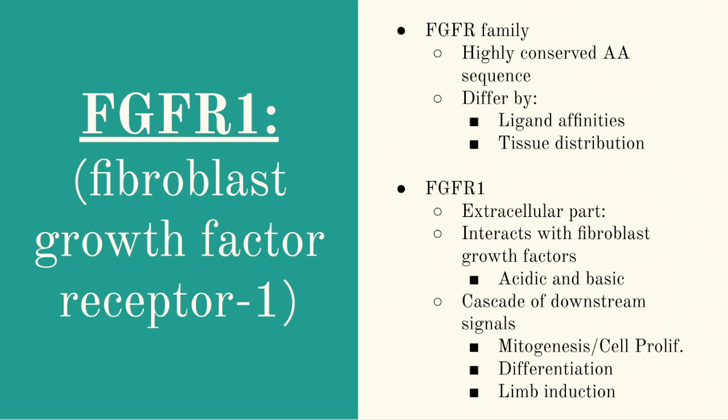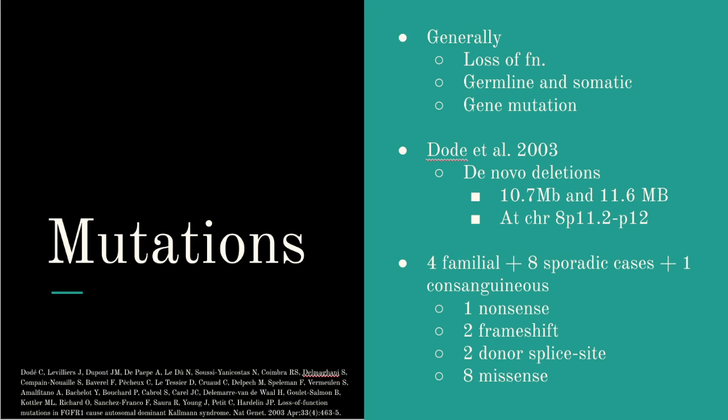FGFR1 specifically has an extracellular part that interacts with fibroblast growth factors, and those growth factors can be acidic or basic in nature. Once this interaction happens, a cascade of downstream signals will occur, which eventually influences things like mitogenesis, differentiation, and limb induction. Generally, mutations in this gene that lead to HH2 are loss of function mutations that can occur in the germline or somatically, and the mutations that occur are usually within the gene itself.